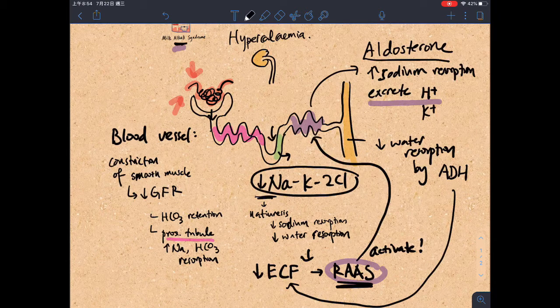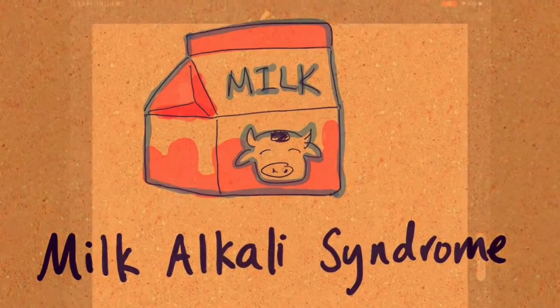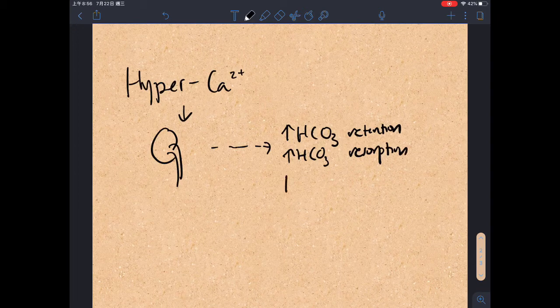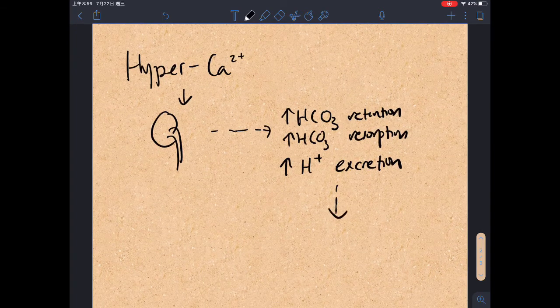So you get alkalosis. So as a revision, we can see that the metabolic alkalosis is happening through several parts of the kidney. First, we have the bicarbonate retention, increased bicarbonate resorption, and also increased hydrogen excretion. So in summary, what happens is we have too much calcium, which acts on the kidney to result in increased bicarbonate retention, increased bicarbonate resorption, and increased proton excretion. And this all results in metabolic alkalosis.